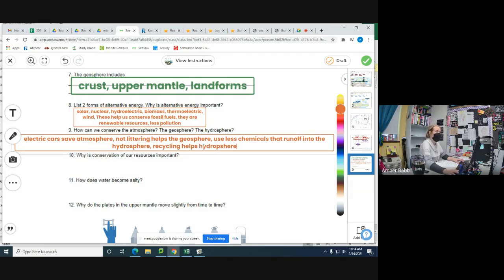What about the geosphere though? Okay, well then get rid of hydro. We said not littering, and I'm going to also say recycling here, too. Okay? Helps just the geosphere.